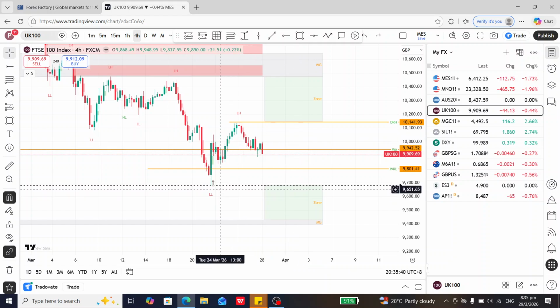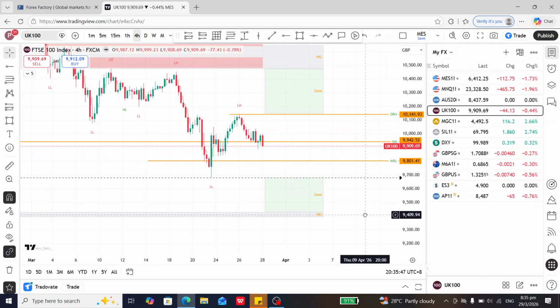For the sell side, I want to see a break of this previous low. Then on the downside, the target is the next monthly gap. So this is the potential sell zone.